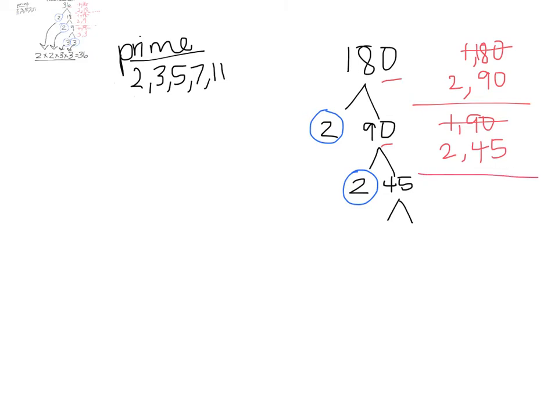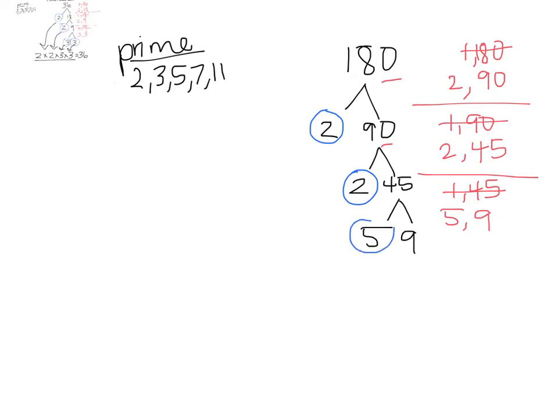Now I've run into an issue. I know I can't use 1 and 45, but now 2 does not go into 45. So I'm going to look back up here at my prime numbers and see which prime numbers can I get out of 45. Well, I know 45 is an easy one. So 45 divided by 5 is 9. So I'll go ahead and write 5 and 9.